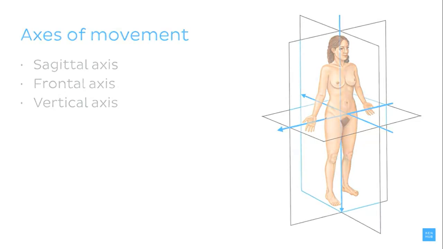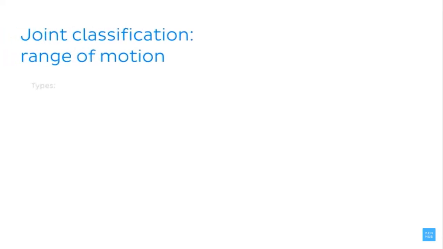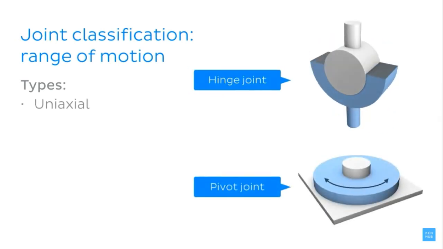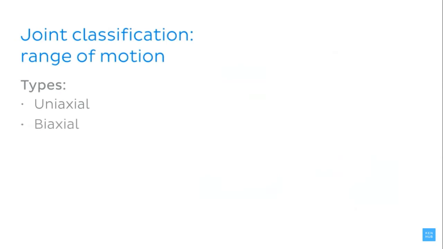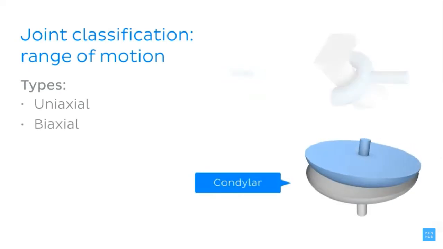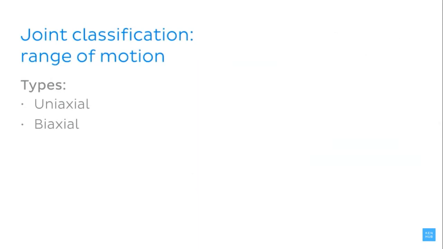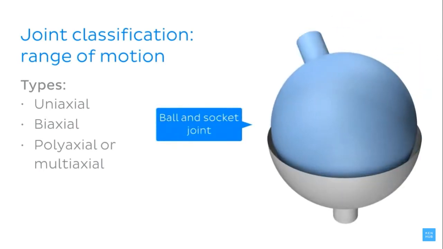We can then describe joints by the number of axes they can move along. Joints that can move back and forth along a single axis are called uniaxial. Examples of these are the hinge joint and the pivot joint. Joints that move about two distinct axes are called biaxial. For example, the condylar joint and the saddle joint. Finally, joints that can move through all three axes are called polyaxial or multiaxial. The only example of this is the ball and socket joint.